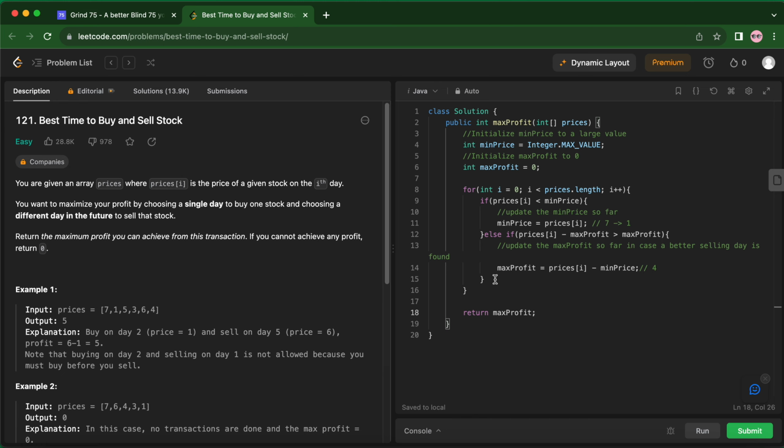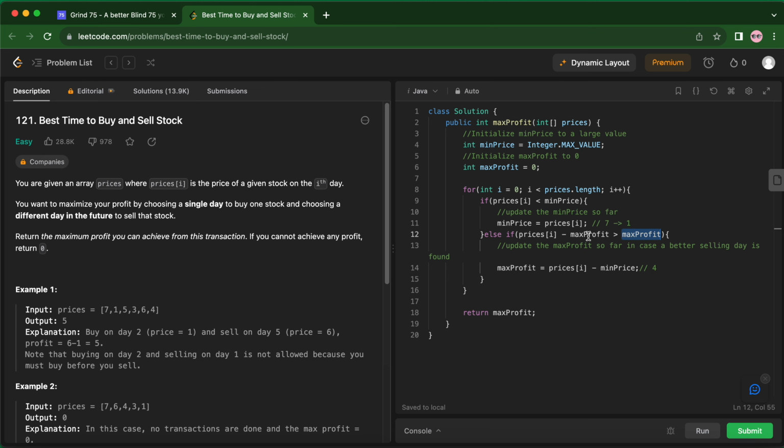Okay, now what happens? I plus plus and I reaches 3. Now is prices of I less than min price? Our min price is 1, this is 3. No, so it comes to the else if part. If prices of I, that is 3, minus max profit, what is max profit? 4, is greater than max profit? No, right?